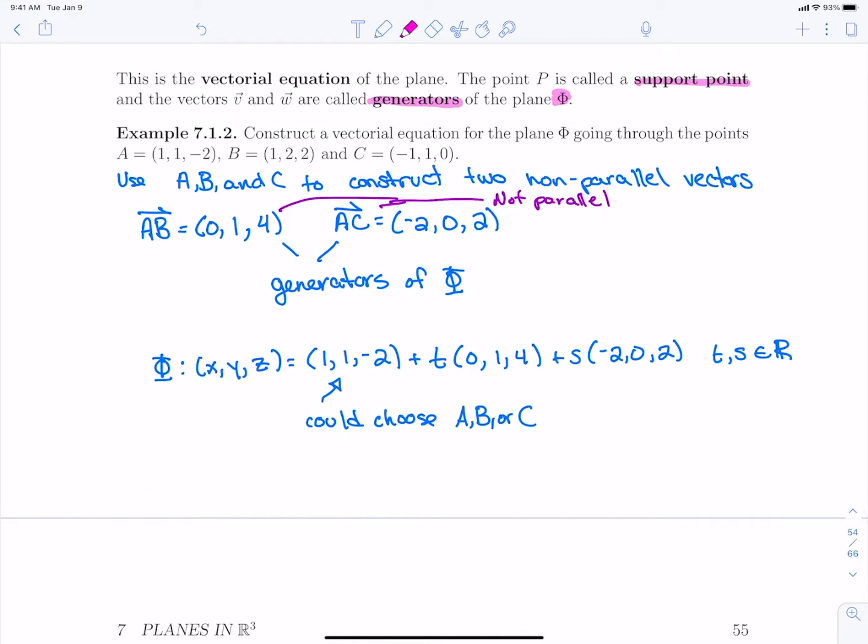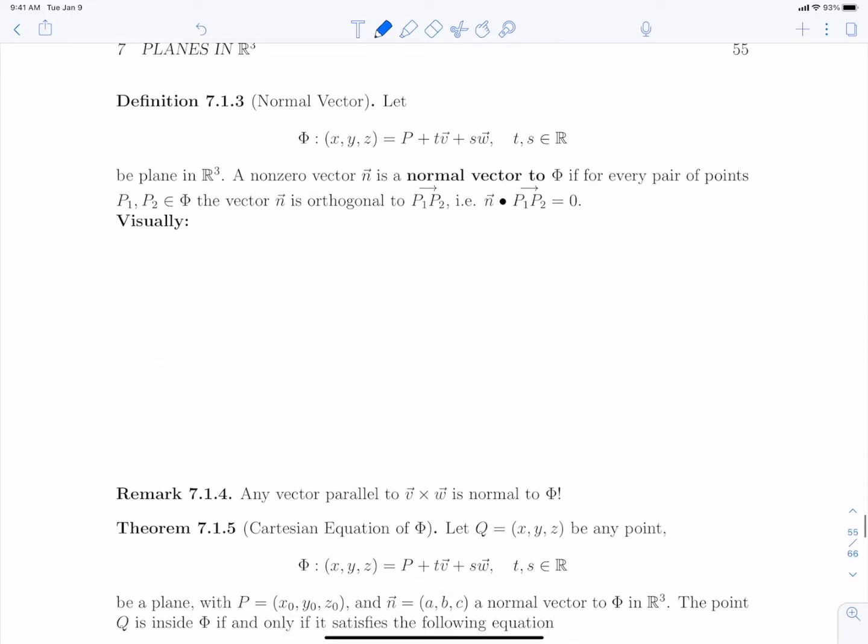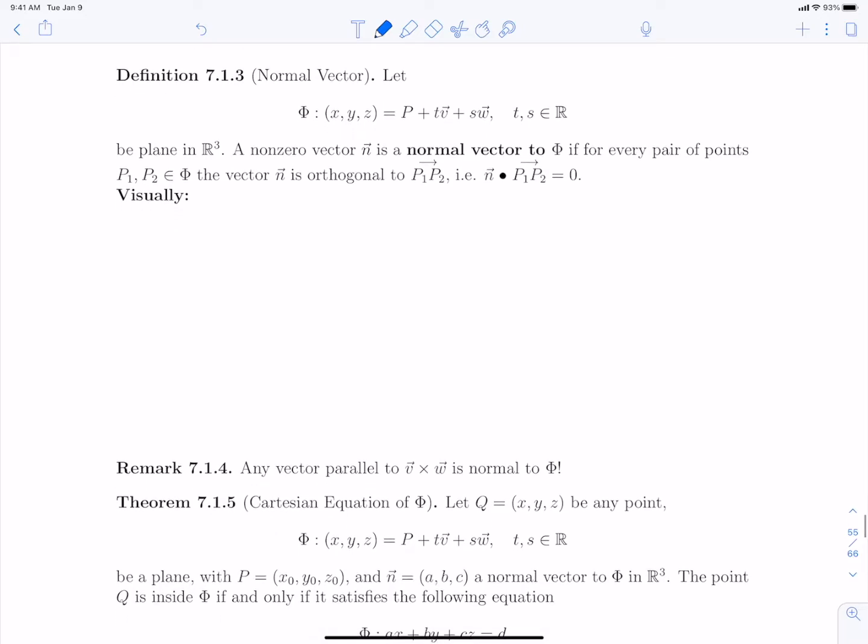So again, I'm emphasizing that this is the vectorial equation of a plane because I'm going to introduce now a different equation for the plane, which might become more common to use and help us solve our problems. But before we define a different equation, we need to define what we call the normal vector. The normal vector to phi is any vector n that is orthogonal to P1P2, which are a pair of points on the plane.